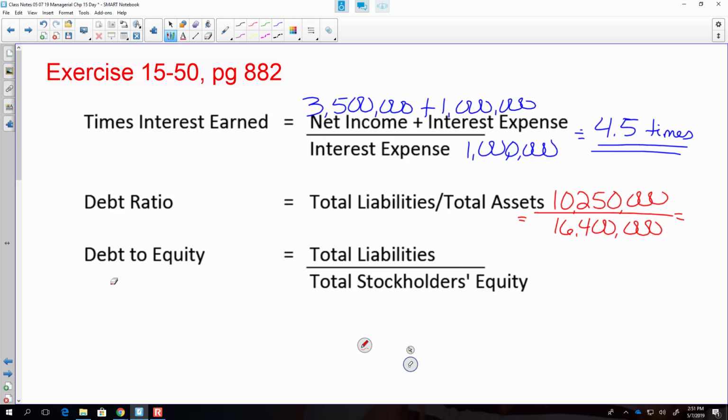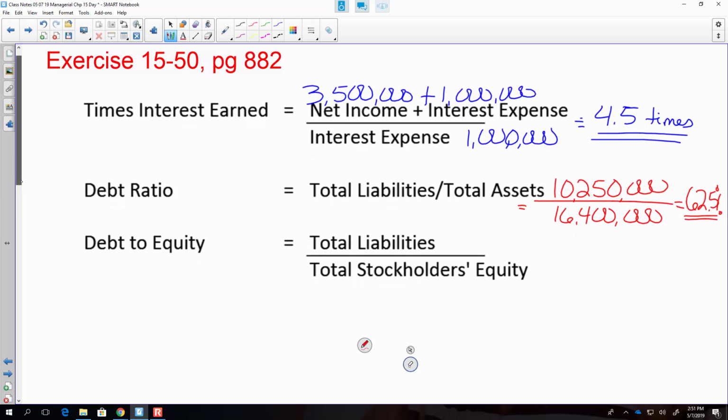Okay, 62.5. And that's a percent. So for every dollar of assets that we own, 62 cents was financed by debt, or banker's notes, bank debt.